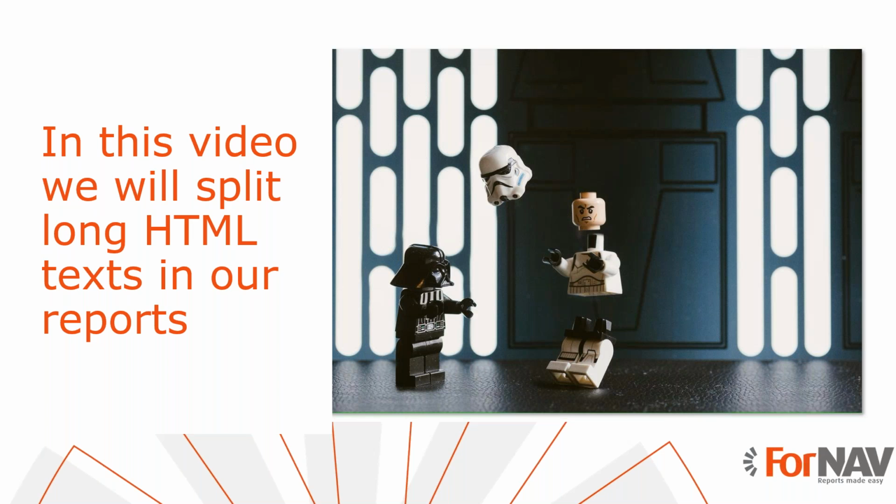To have this HTML text be displayed across multiple pages, we need to split it into several parts. In ForNAV 7.3, we have introduced an HTML splitter temporary table. It sounds complex, but it's easy to use, as I will demonstrate.